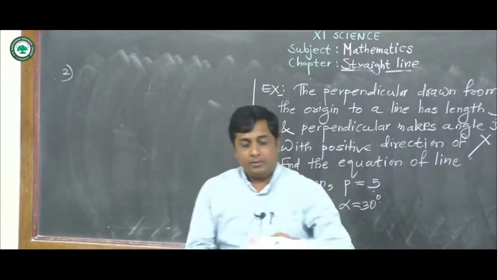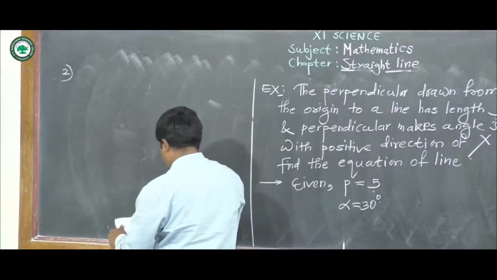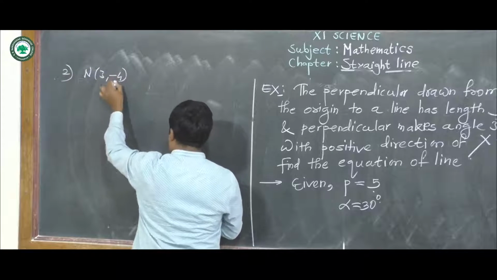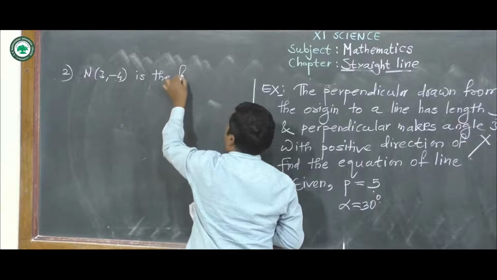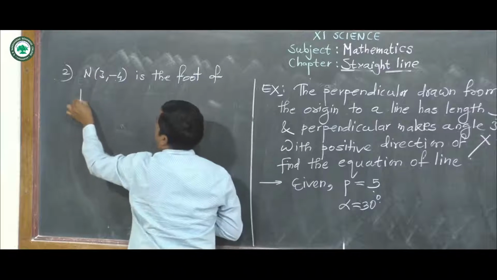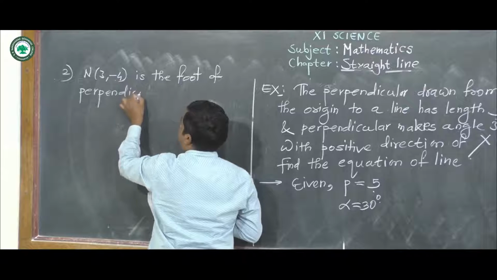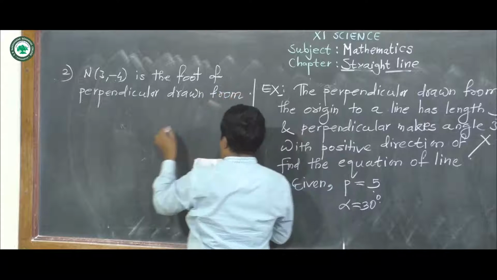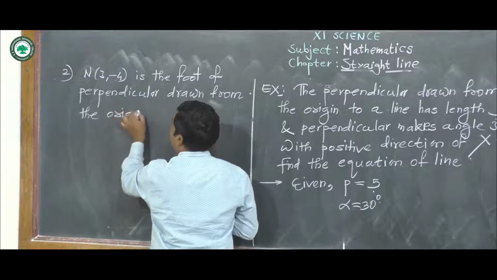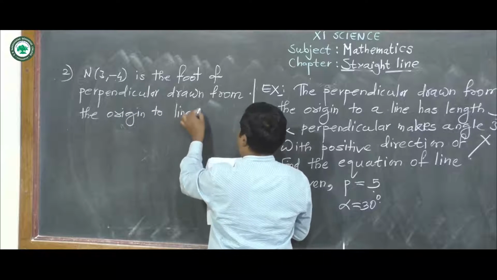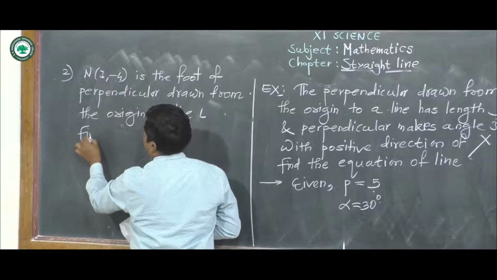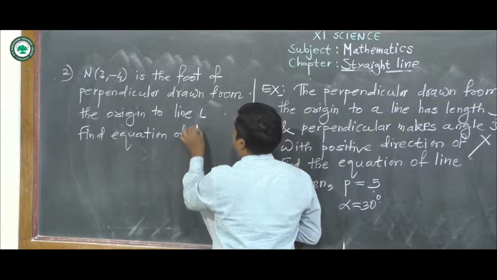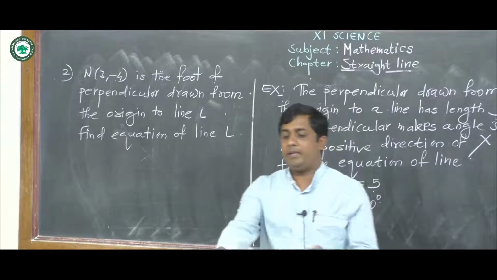Here in second, given N of 3, minus 4 is the foot of perpendicular drawn from the origin to line L. Find equation of line L.